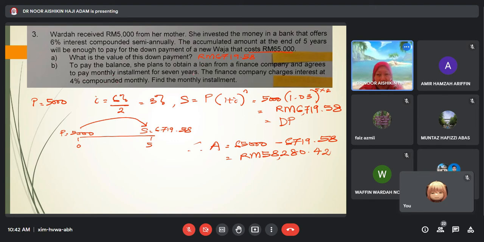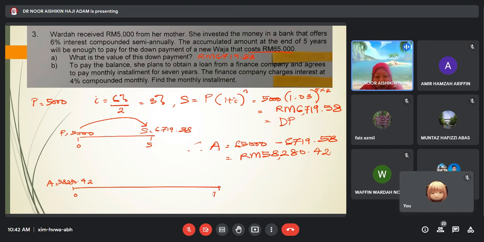To pay the balance, she plans to obtain a loan from a finance company and agrees to pay monthly installment for 7 years. Okay, the finance company charge interest at 4% compounded monthly. Memang tak boleh timeline yang sama lah sebab I dia berubah anyway. So, dia buat loan. Maknanya dekat sini adalah A tadi. A equals 58,280.42.